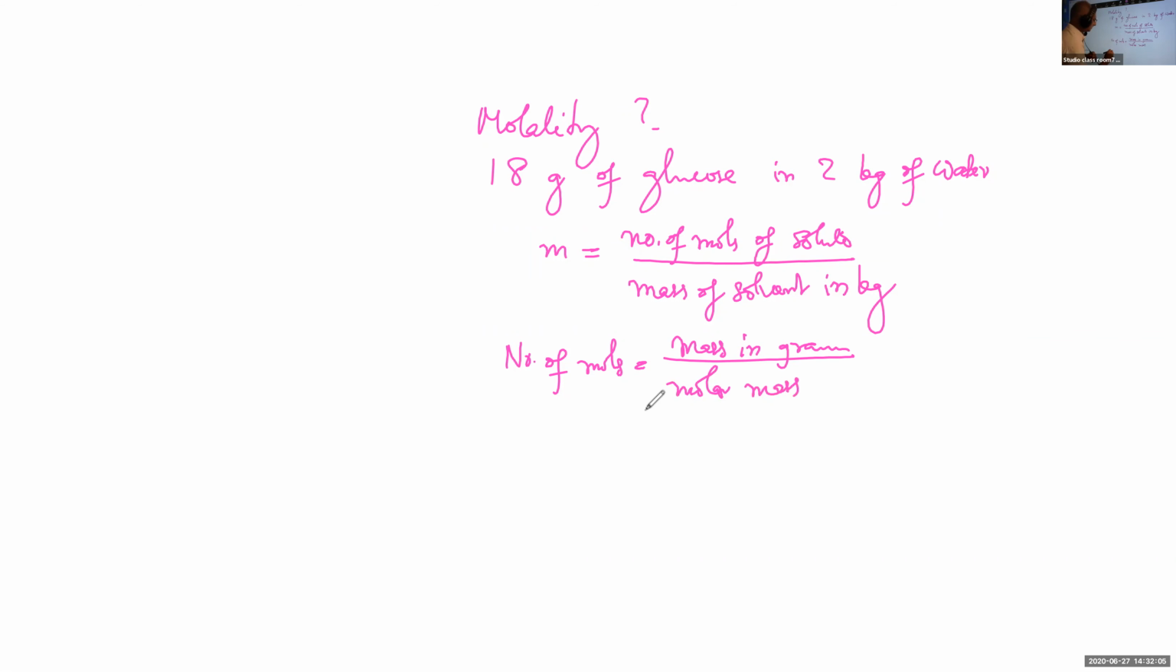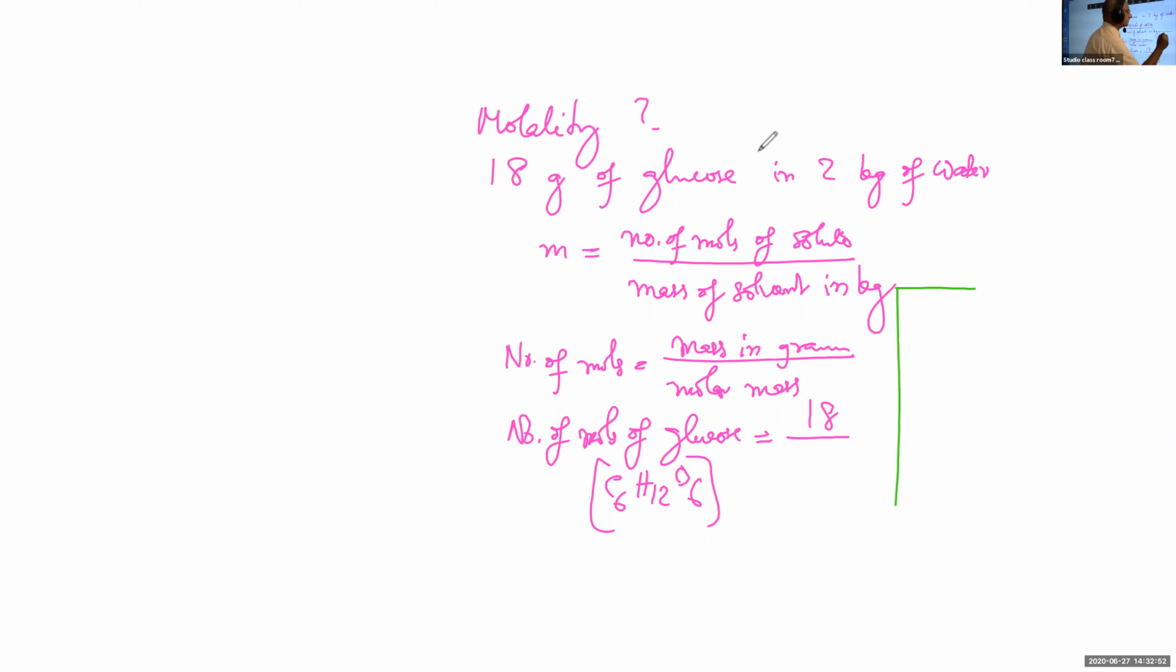So number of moles of glucose. Glucose is C6H12O6. Number of moles of glucose is equal to mass in gram, which is 18, by molar mass of glucose. Molar mass is not given. You have to find out the molar mass. How to get the molar mass? You add all the atomic masses: C6, H12, O6. Then you will get the molar mass.